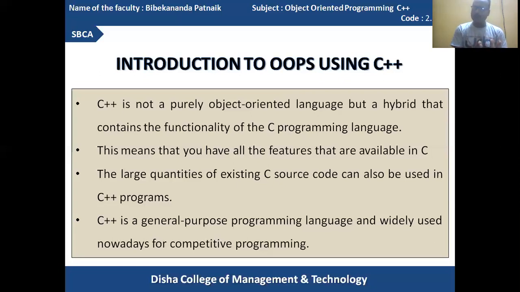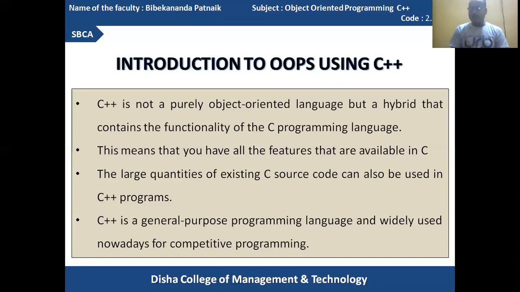Although C++ is an object-oriented programming language, some of the object-oriented features are not widely implemented when developing a program in C++. That's why it is basically called an extension of the C language. That's why a large quantity of existing C language source code can also be used in C++ programming.